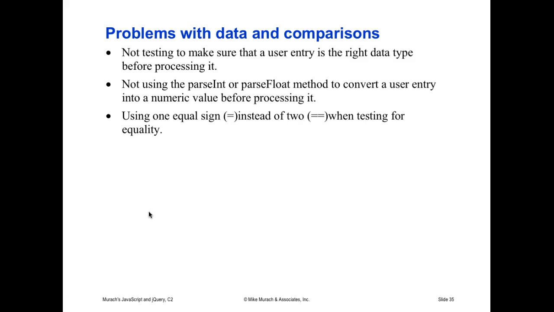The biggest thing you'll have to do, especially in this week's homework, is to test to make sure the user entry is the right data type before you process it. If you're expecting a number, run a test using the isNaN method. Make sure it's a number. If it is not, use parseInt or parseFloat to convert that user entry into a numeric value. Also be careful when you're using conditions with double equals. Always make sure that you don't use a single equal sign.